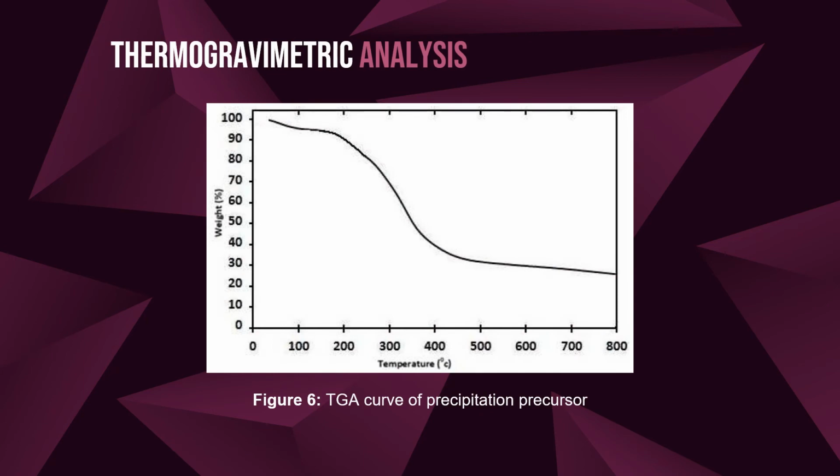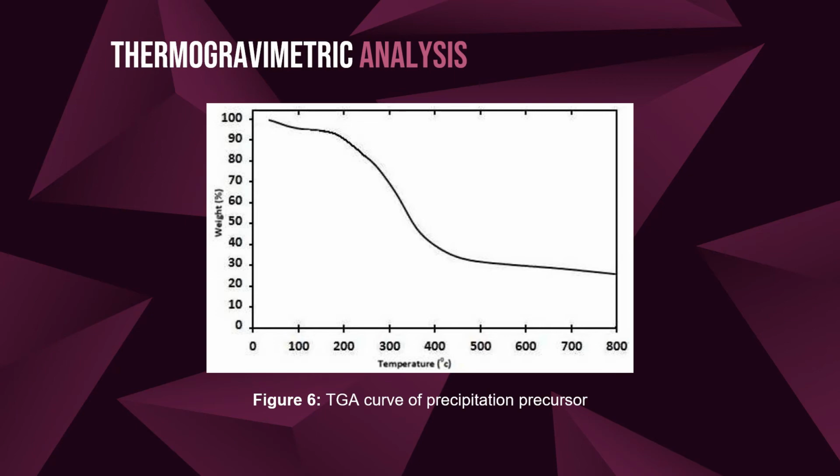Thermal analysis was carried out in a temperature range of 30 to 800 degrees Celsius to determine the decomposition and phase formation that occur during heat treatment of the as-prepared compound. TGA was carried out on the as-prepared compound by heating it in an alumina crucible in air at 5 degrees Celsius per minute. The thermal behavior of the as-prepared compound, obtained by direct precipitation of 0.5 molar zinc nitrate and 1 molar urea, is shown in Figure 6.